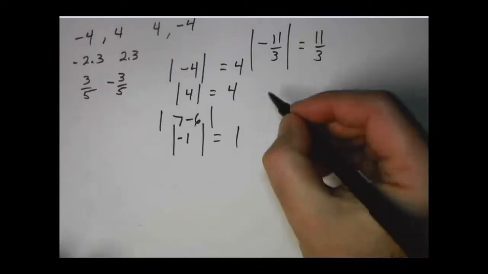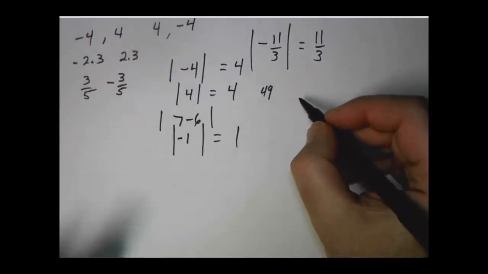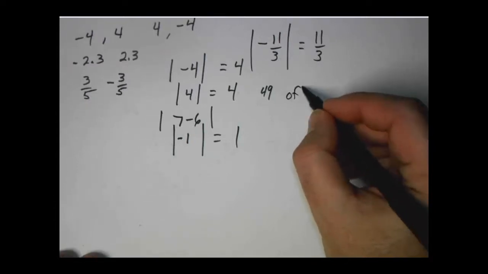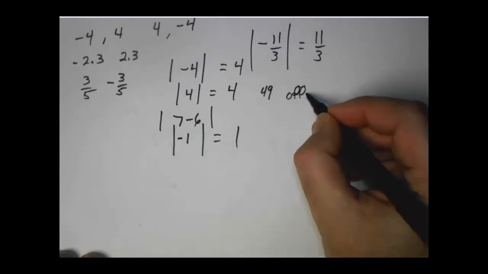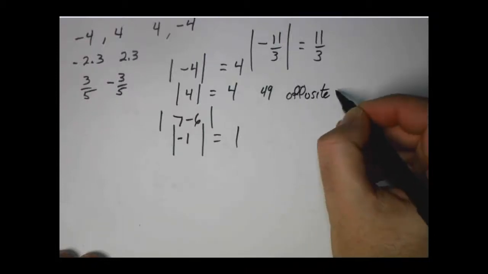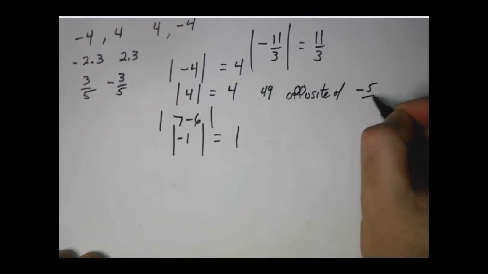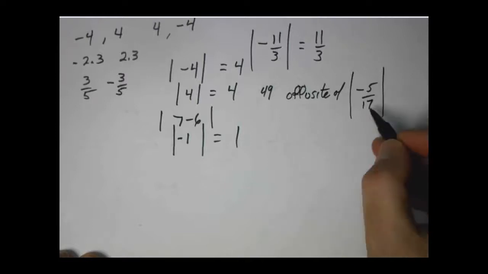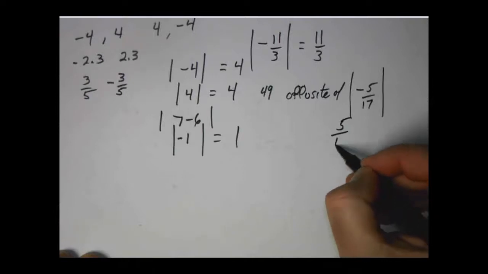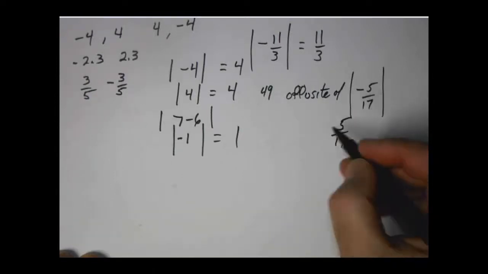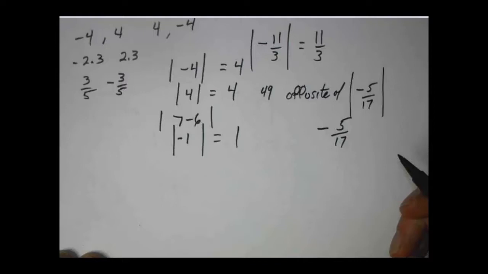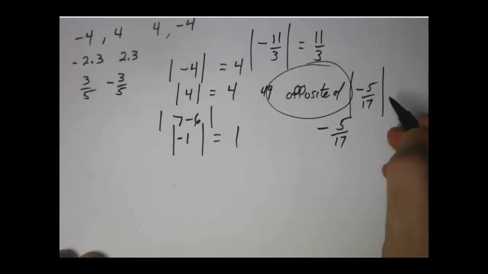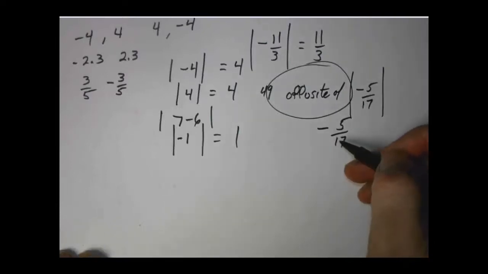Now then, for problem 49, they throw a little trick at you. They say, what is the opposite of the absolute value of negative 5/17? Well, anything inside the absolute value is going to become positive, as we discussed, and then they want the opposite of that. So then we put the sign back on because of what this says. Remember, anything in here becomes positive, and then we do the opposite. So they're just trying to trick you a little bit on those problems.